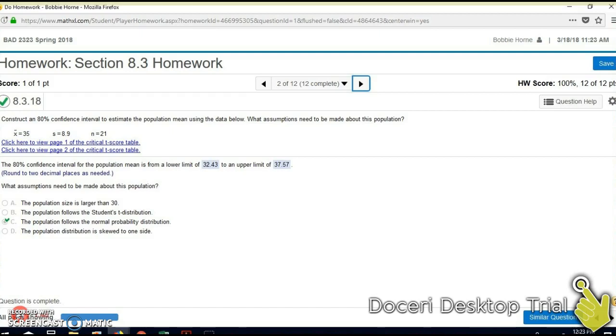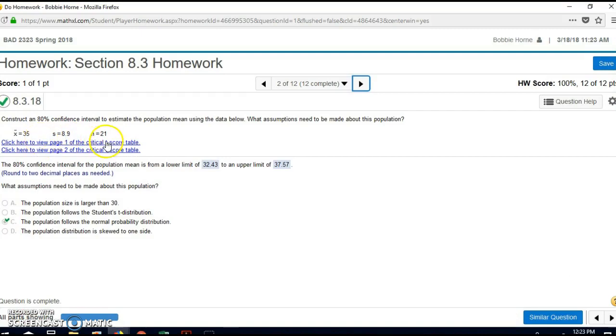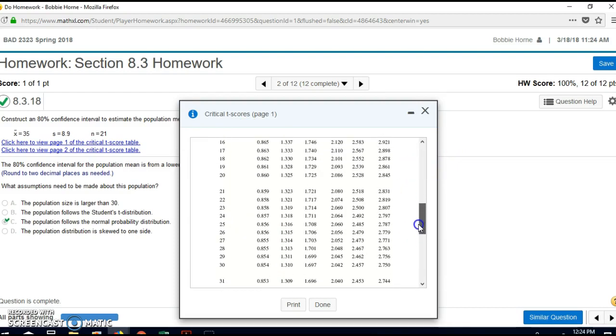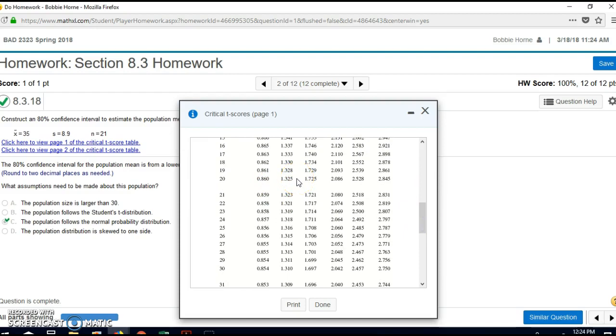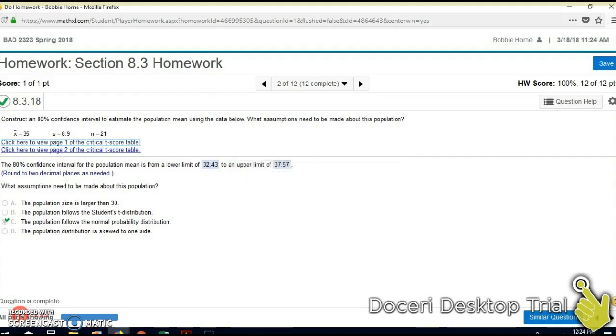So first of all, what we need to do for problem number 2 is look up the degrees of freedom, which would be 21 minus 1, which would be 20, and it's an 80% confidence interval. So we're going to do 80%, which is right here in the second column, and go down to 20. And we get 1.325.